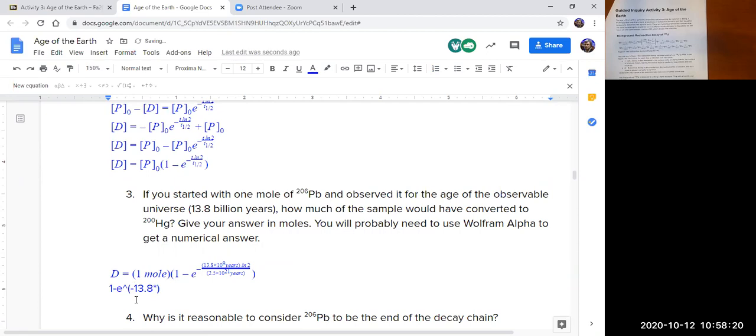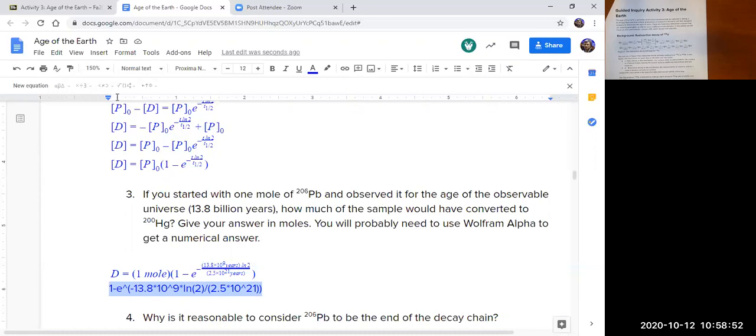Used an asterisk for multiplication, same as you would in Excel, 10 to the 9th times the natural log of 2 divided by, and I'm going to put another pair of parentheses in here for the denominator so that we get 2.5 times 10 to the 21st. Once you have one of these expressions set up, you can just copy and paste and change out the numbers.